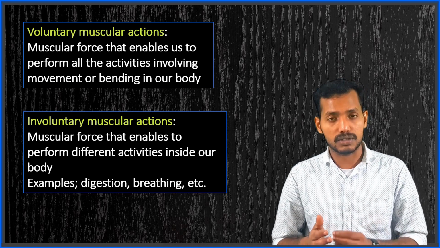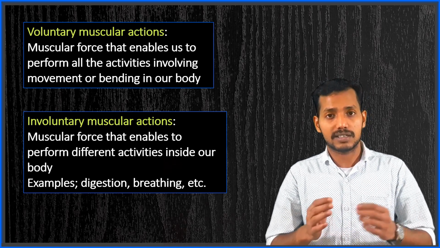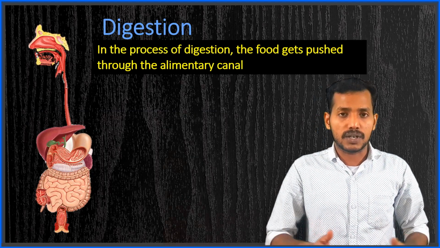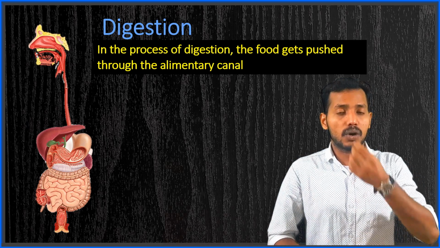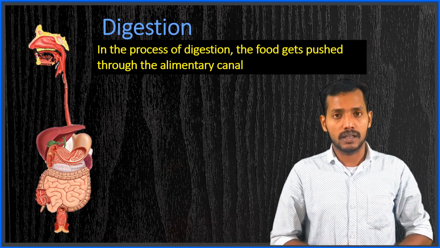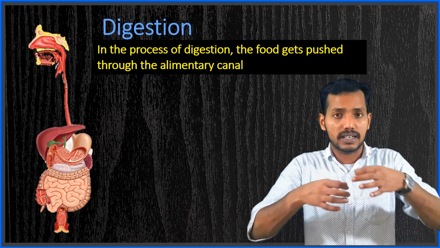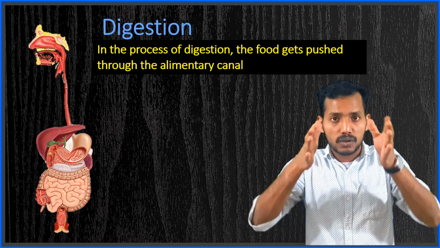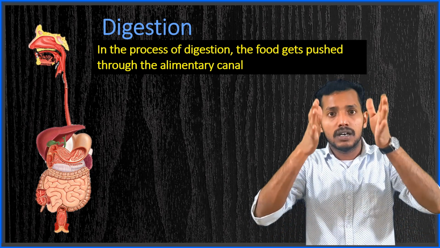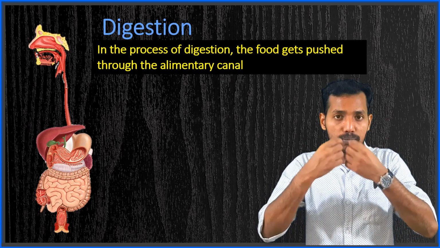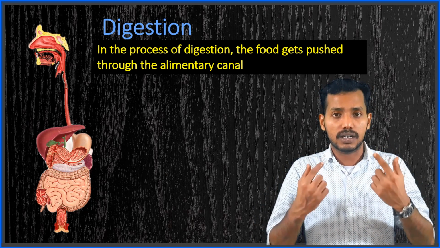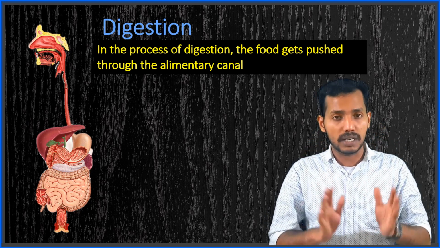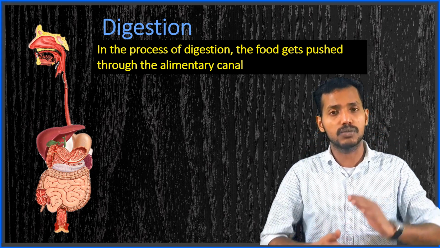Let's take some examples which are given in your textbook. First, let's start with digestion. In the process of digestion, the food gets pushed through the alimentary canal, that means from mouth to anus. There are certain muscles present inside the alimentary canal, and the movement of those muscles helps the movement of food from up to down. So that means these are not under our control, and are directly controlled by the brain, which is continuously performing in our body.